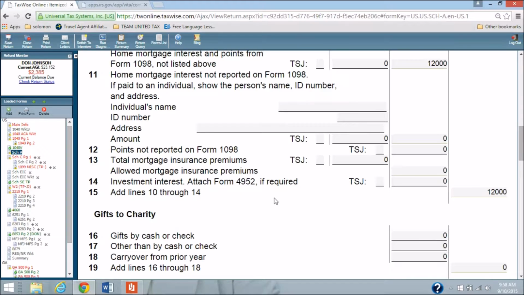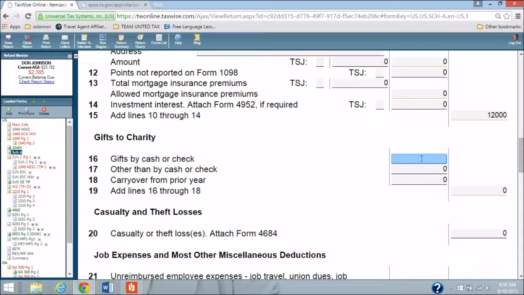Gifts to charity. The max you can do as far as cash without receipts is $500. Other than cash, $2,500. You'll see a lot of tax preparers, they'll just put that there. We don't need any information from the client to do this particular deduction. However, when it exceeds this amount, then we have to get some receipts.